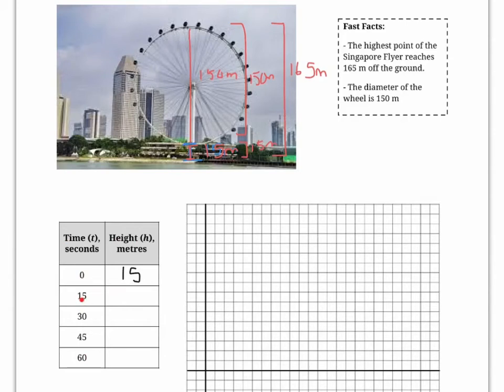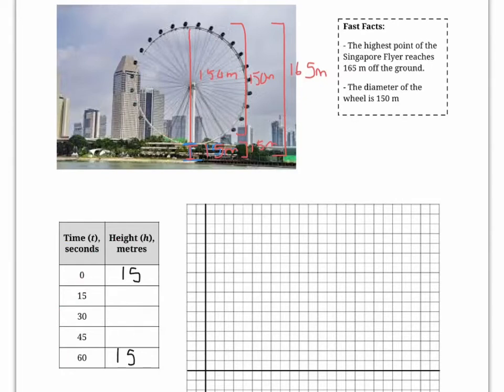It might be too hard to figure out where they're at 15 seconds, 30, 45, 60, but we can just fill out what we do know. What's the next easiest one to fill out here? Well, here's where the rider gets on at 0 seconds, and in the video, it takes 60 seconds to go around. So at 60 seconds, what height should the rider be at? Well, they should have returned back to the bottom. So their height should be, again, 15.